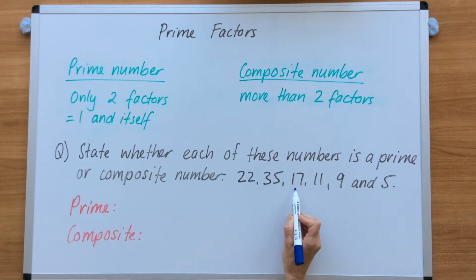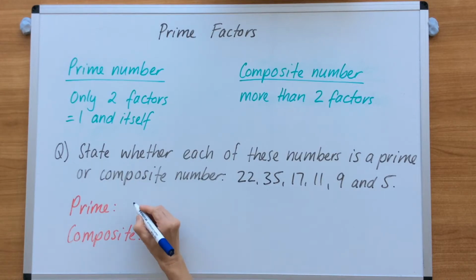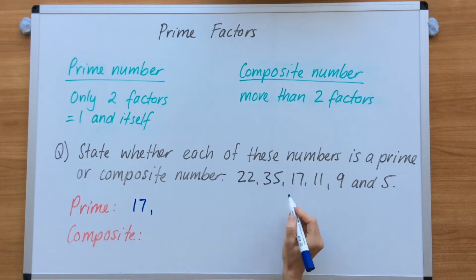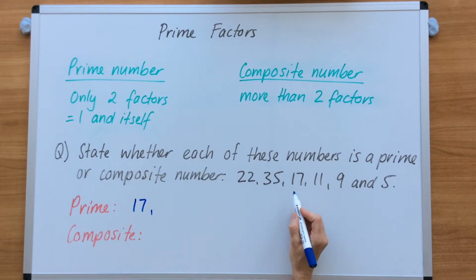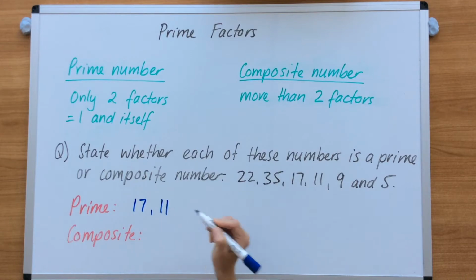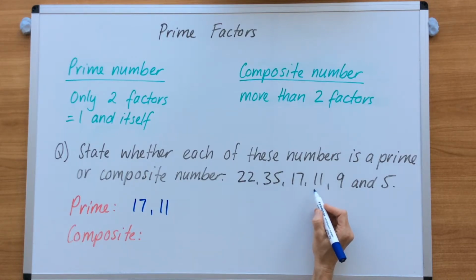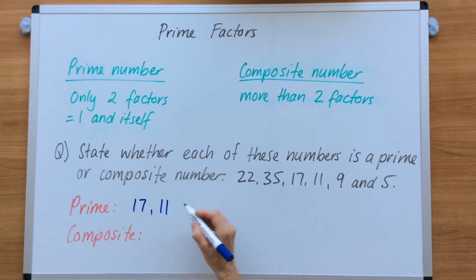17 on the other hand, well, 17 just has 1 and itself. There's no other numbers that divide evenly into 17, so 1 times 17 makes it a prime number because it only has 1 and itself, as does 11. 11 only has 1 times 11. There is nothing else that will divide evenly into 11, therefore it sits in the prime number section.